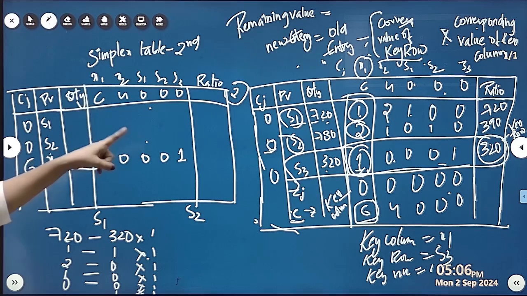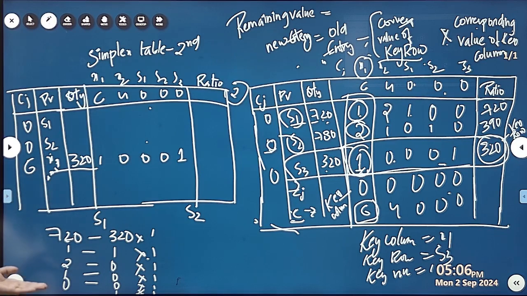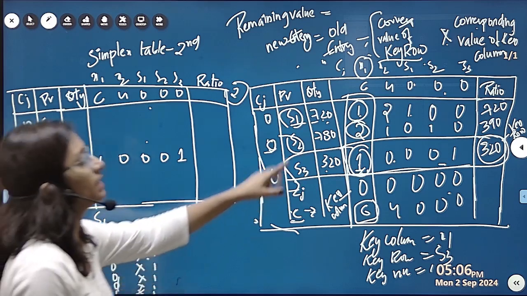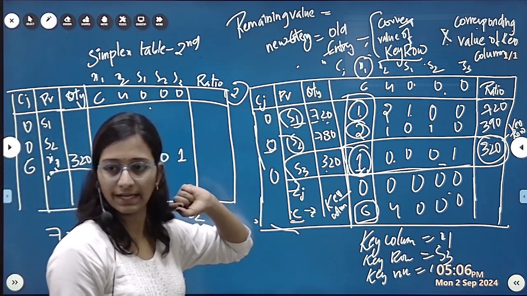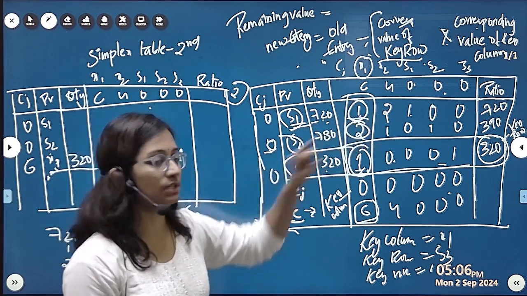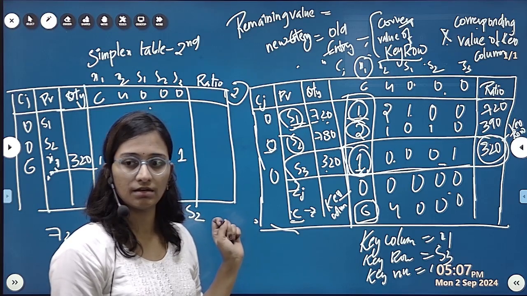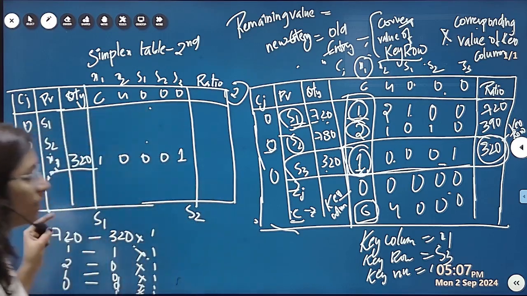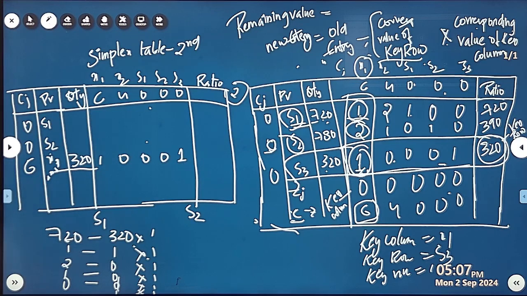Minus the corresponding values of key row. What are the key row values? S3 is the key row. So write the key row values into the corresponding value of key column. What is the key column here? X1, right? So what is the corresponding value of S1 for the key column? 1, right? Into 1. Okay? So tell me now, the values of S2.